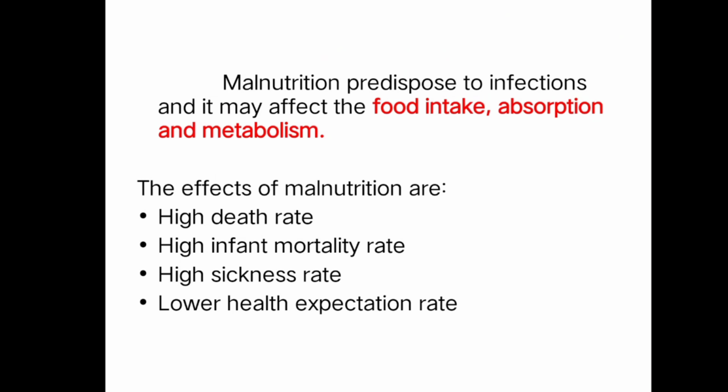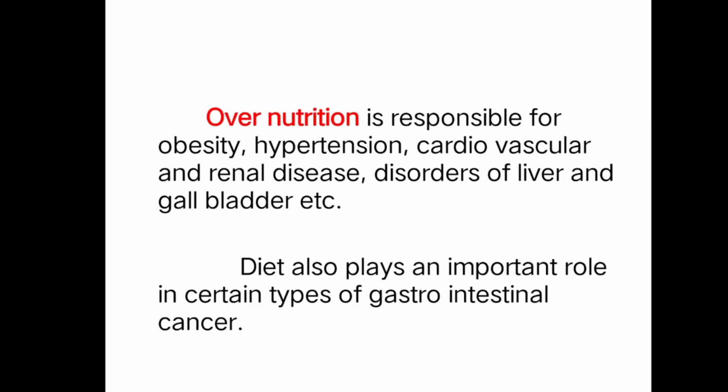Malnutrition predisposes to infections and it may affect food intake, absorption and metabolism. One of the major effects of malnutrition is a high death rate, high infant mortality rate, high sickness rate and lower life expectancy. So when we consume a proper amount of nutrition only, the body will receive a good amount of immune power and metabolism will take place properly. And also, for example, a child or an adult having iron deficiency anemia will exhibit some clinical symptoms like easily pluckable hair and brittle nails.